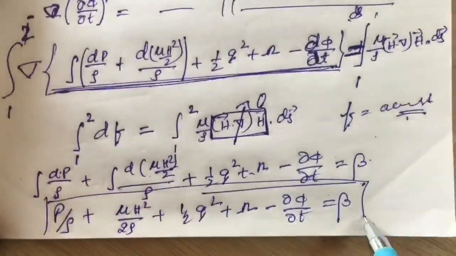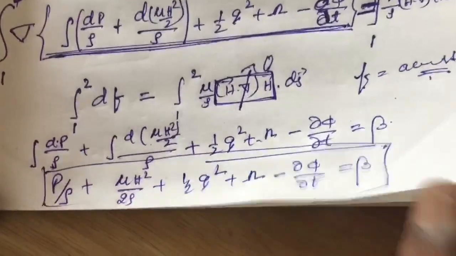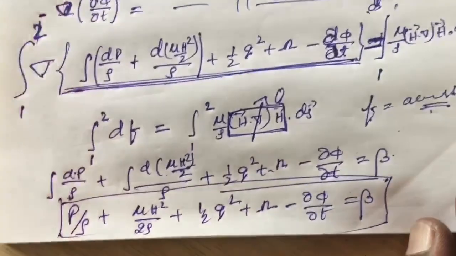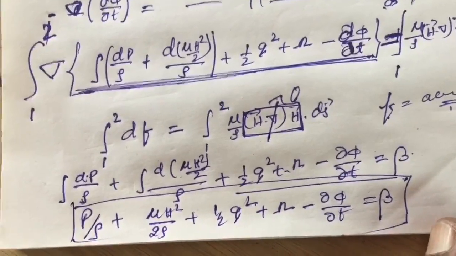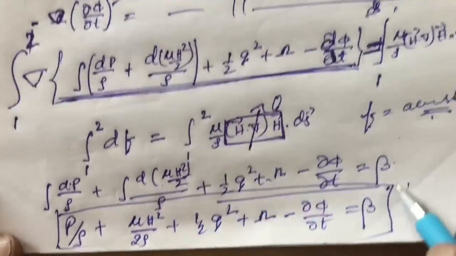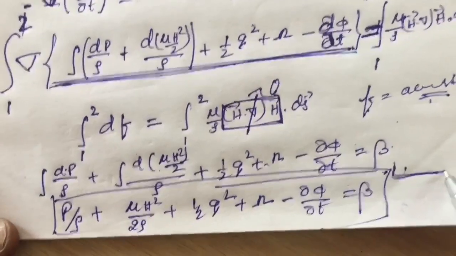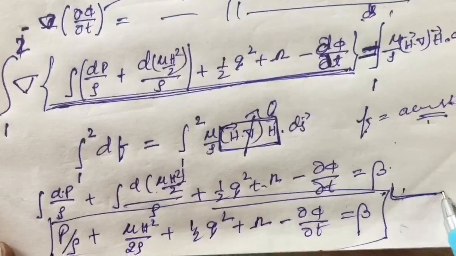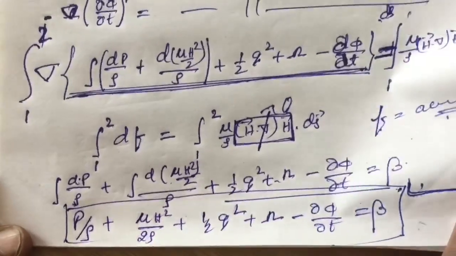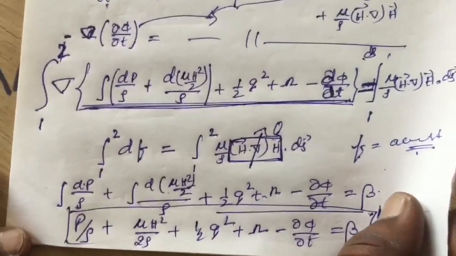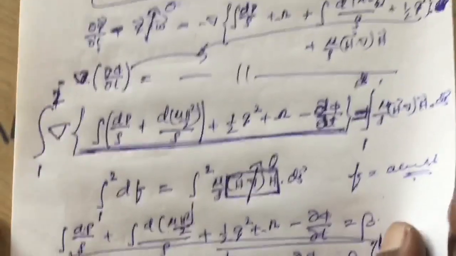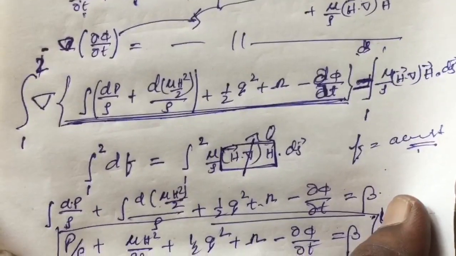This is the required Bernoulli's equation for the unsteady case, and the flow is irrotational. So if the flow is unsteady and irrotational, then the Bernoulli's equation is given like this. It is also very important from the point of view of examination. So observe carefully and go through the notes. Surely you will be convinced with this video.